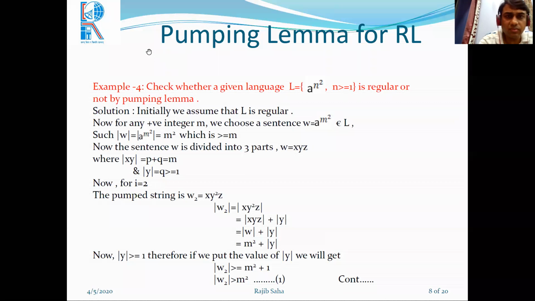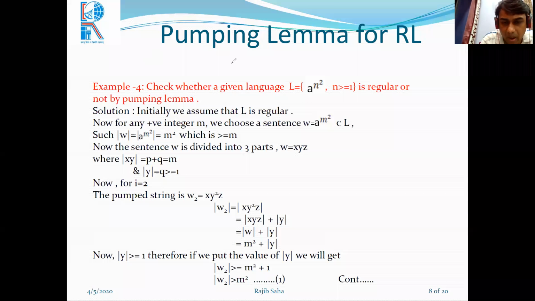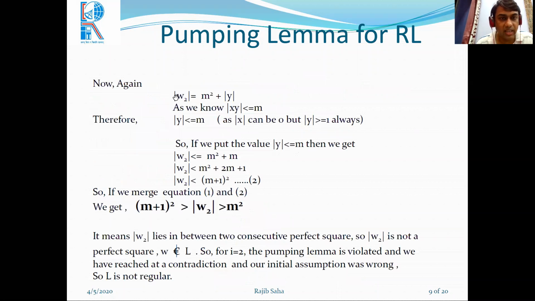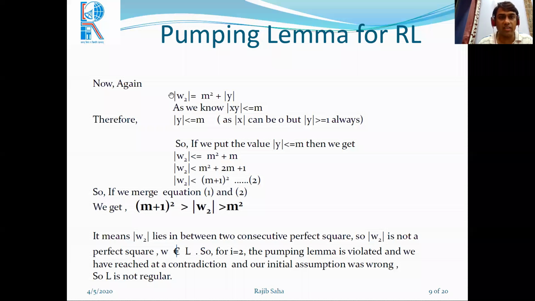Now think about this line, this m square plus mod y, and we will start the second phase of this problem from this line again. So from that line, if we start the second part, see my mouse pointer here and you can understand it clearly. Mod of W2 equal to m square plus mod of y.